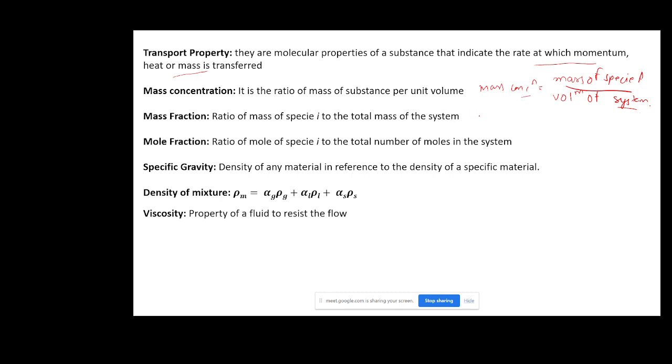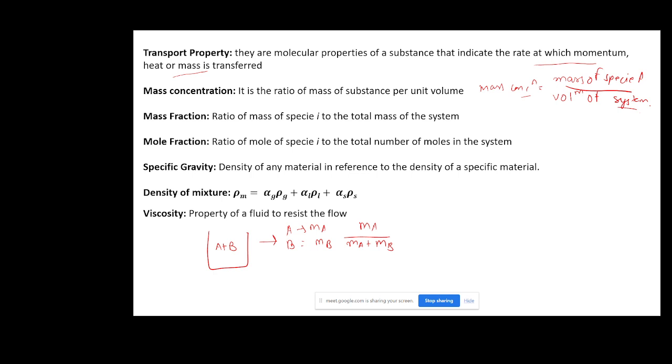Now say you have mass fraction. Suppose you have a system in which there is A plus B. To find out the mass fraction, let's say A has mass MA and B has mass MB. So the fraction of A present in the entire system will be MA divided by the total amount of mass, that is MA plus MB.